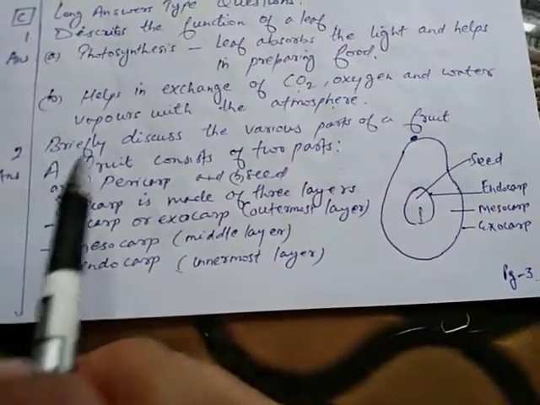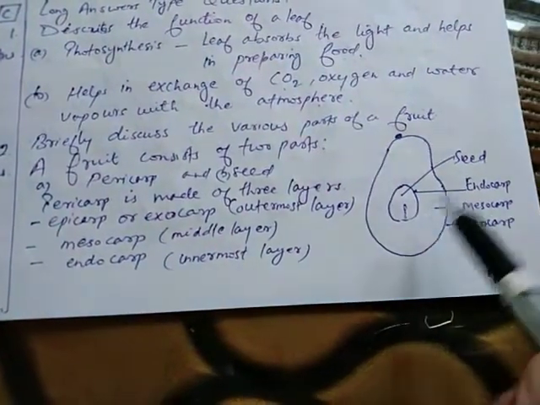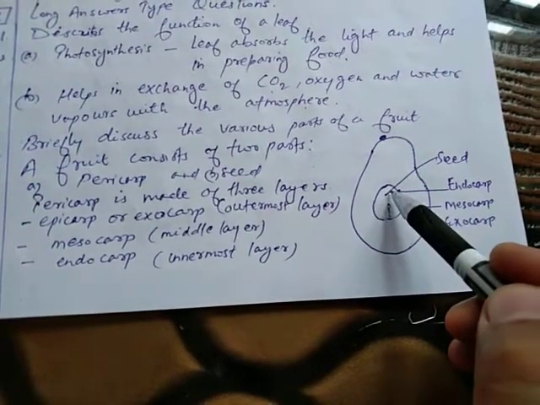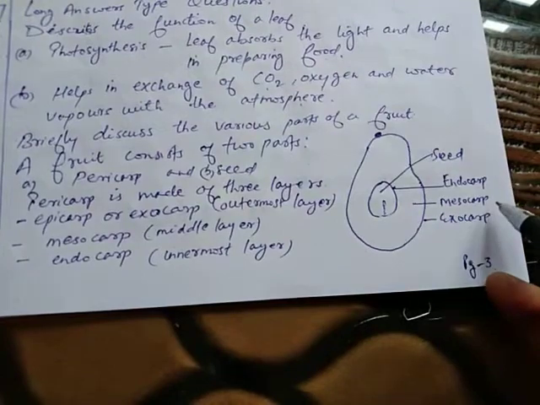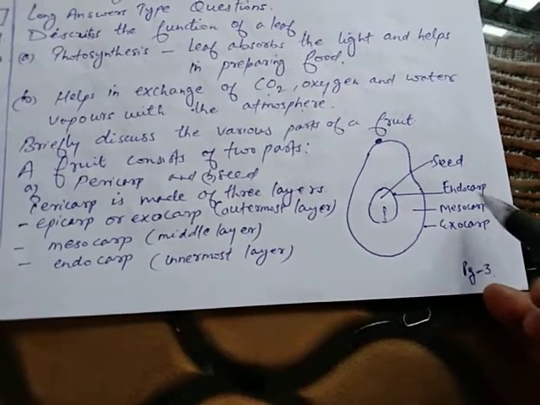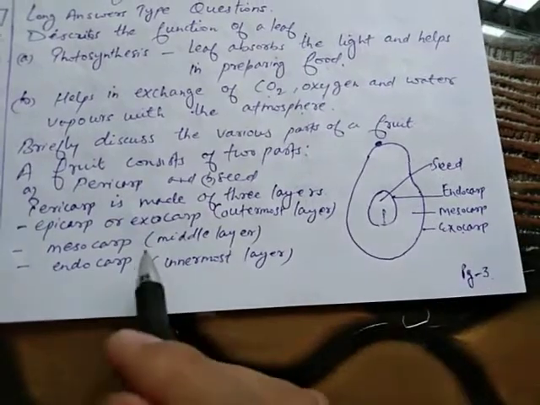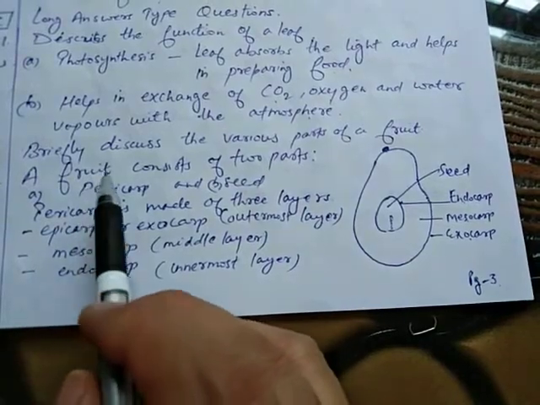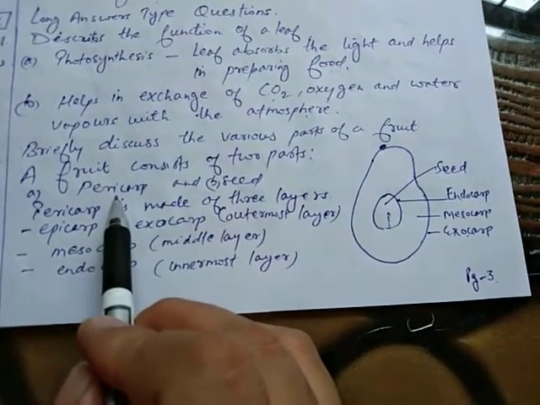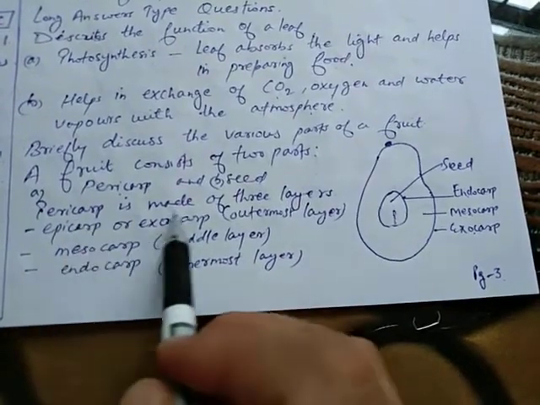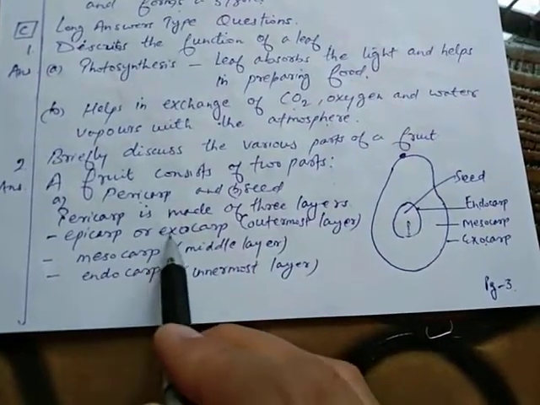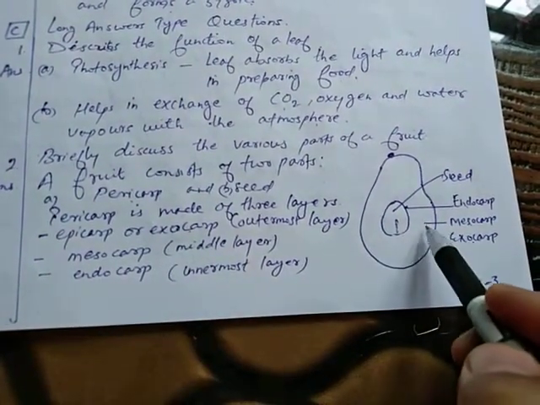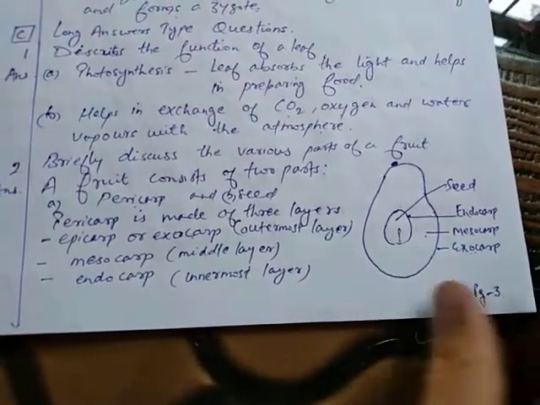Question 2 is: briefly discuss the various parts of a fruit. You have to draw this diagram also. A fruit consists of two parts, one is the seed and the other is the pericarp. The pericarp consists of three parts: endocarp, mesocarp and exocarp. The pericarp is made up of three layers: epicarp or exocarp, the outermost layer; mesocarp, the middle layer; and endocarp, the innermost layer.